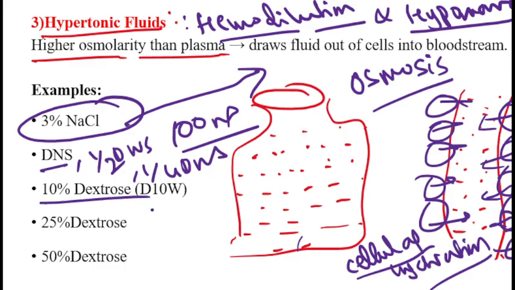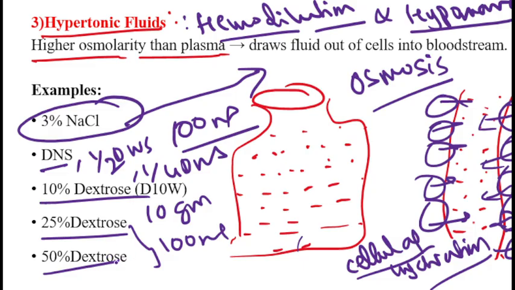And 10% dextrose is nothing but 10 gram of dextrose present in every 100 ml solution. 25% dextrose and 50% dextrose are usually available in the form of 100 ml solution. These fluids are administered mainly in the case of hypoglycemia, where they very suddenly improve the blood glucose level.